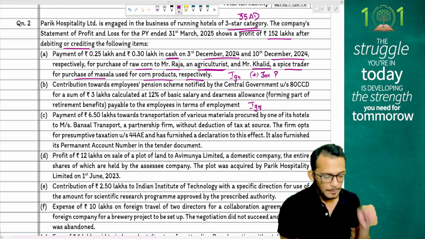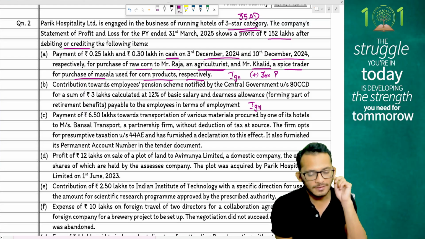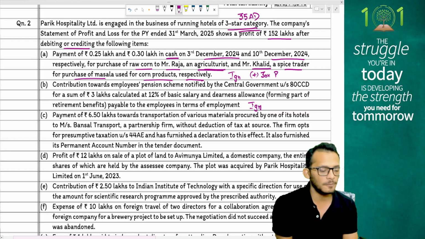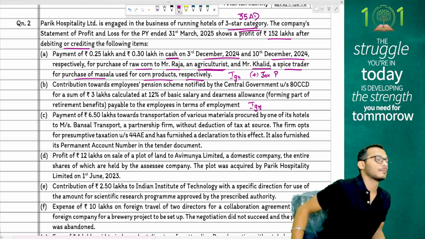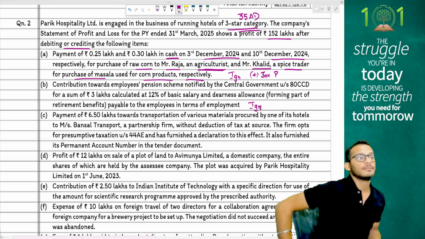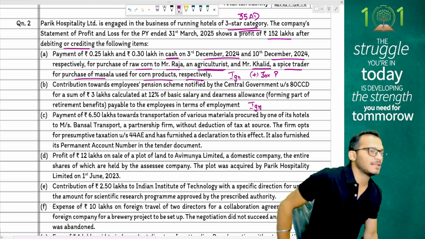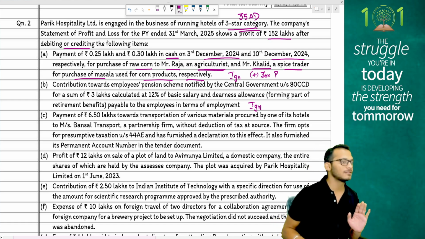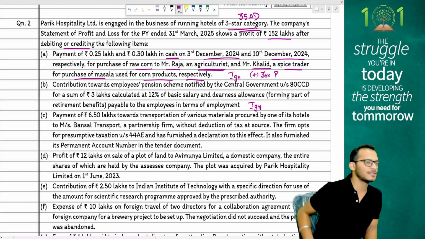Next, payment of 6.5 lakhs is made towards transportation of various materials procured by one of its hotels to Mrs. Bansal and Transport, a partnership firm, without deduction of TDS. The firm opts for presumptive taxation under 44AE and has furnished a declaration to this effect. It has also furnished its PAN number in the tender document. People, I have made a payment to a person, and the question says I forgot to do TDS. People, TDS defaults are liable for disallowance of 30%, but there is a hidden adjustment here.